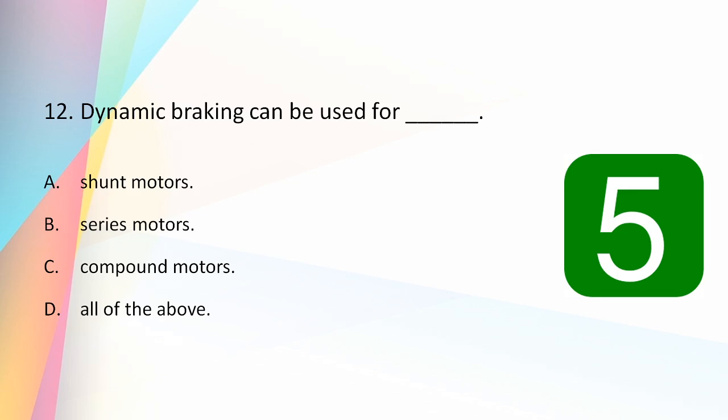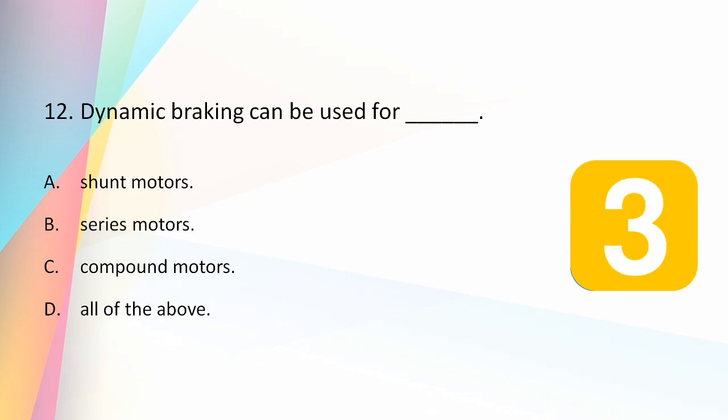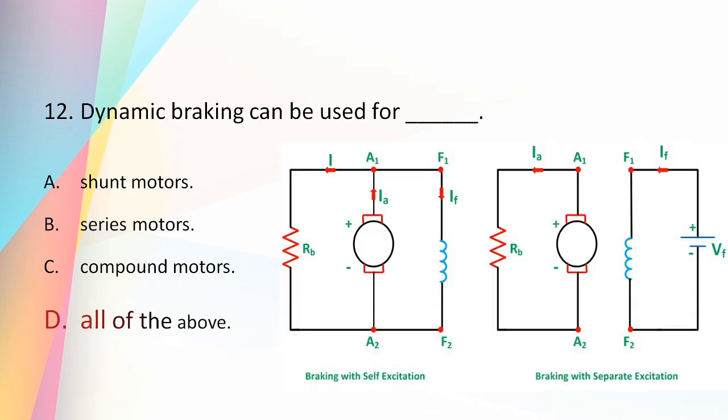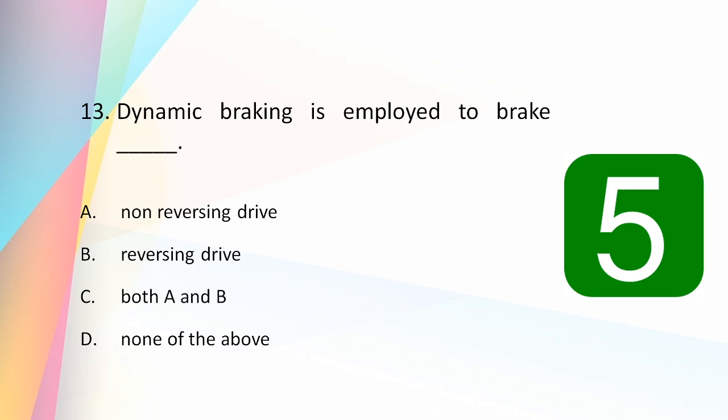Dynamic braking can be used for shunt motors, series motors, compound motors, all of the above. And the answer is all of the above. Dynamic braking can be used for any kind of DC machines. Dynamic braking is the method of braking by connecting a resistance across which the energy is wasted as heat, which is one of the inefficient methods.